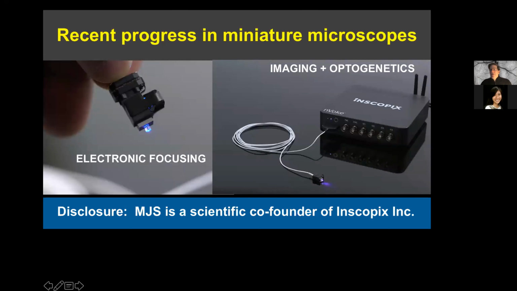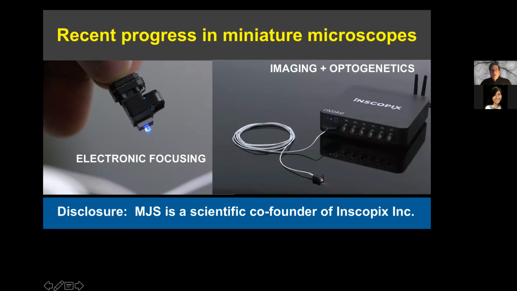Now I'm going to give you a flavor for some of the more recent developments with the miniature microscopes. So the original version was for imaging only. Inscopix now has a new version which allows 3D focusing, electronic focusing, as well as optogenetics. So in other words, optical manipulations of cellular activity at the same field of view in which we were performing imaging.